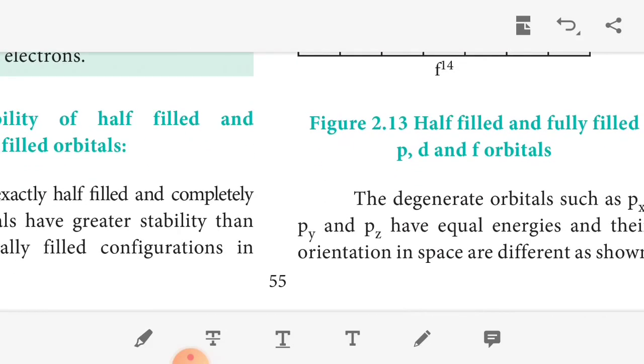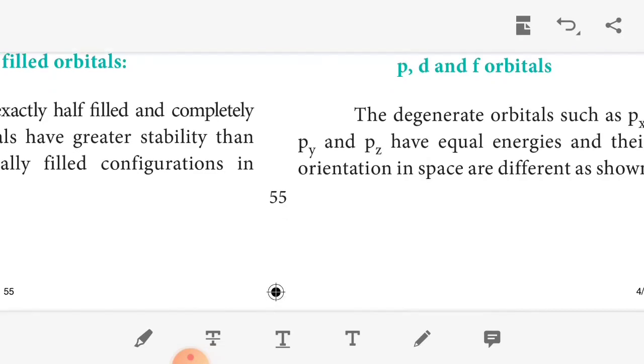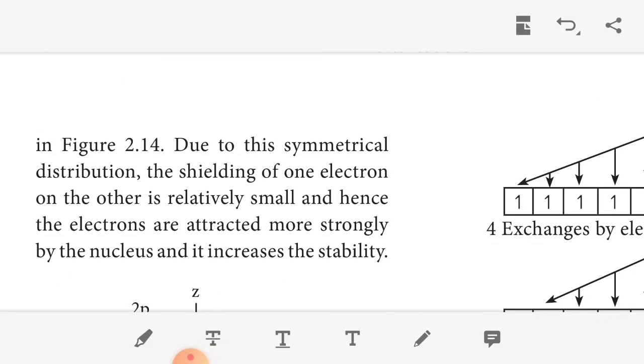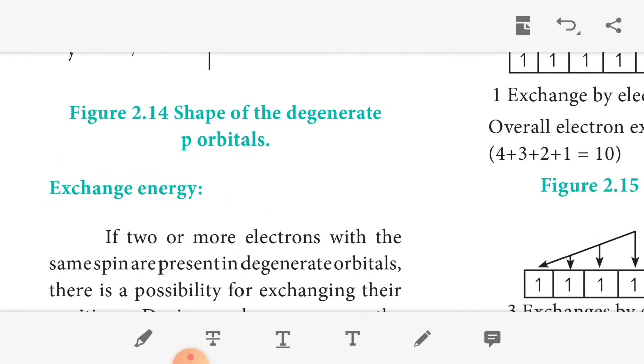The degenerate orbitals such as px, py, pz are of equal energy, and their orientations in space are different, as shown in the figure. Due to the symmetrical distribution, the shielding of one electron by another is relatively small. The electrons are attracted more strongly by the nucleus. They increase the stability. Okay, the next important topic, exchange energy.